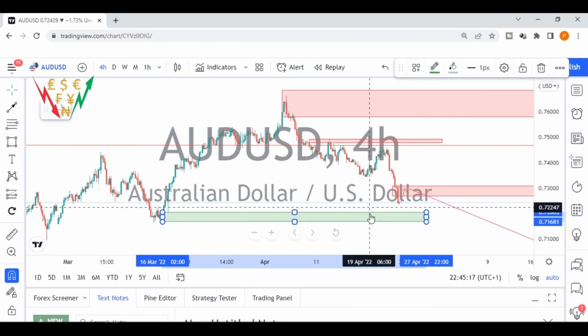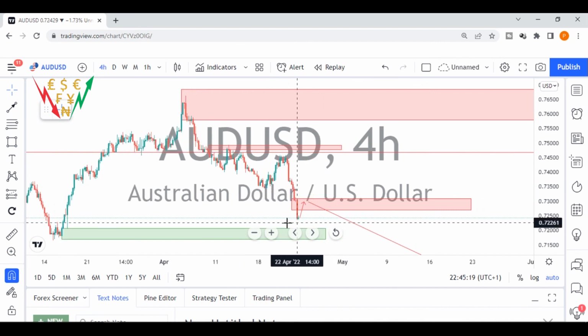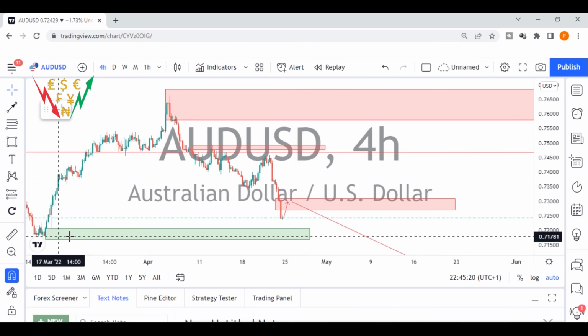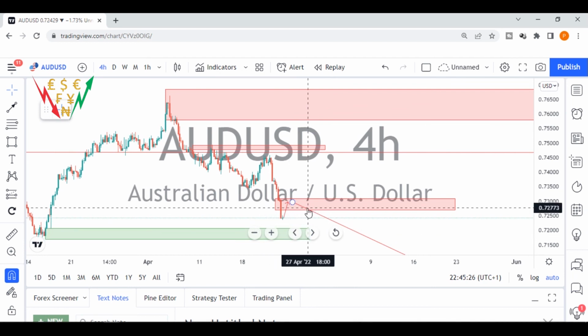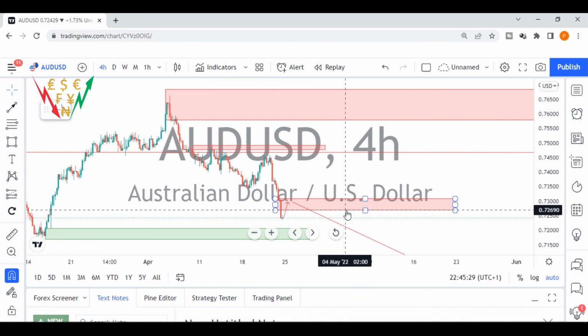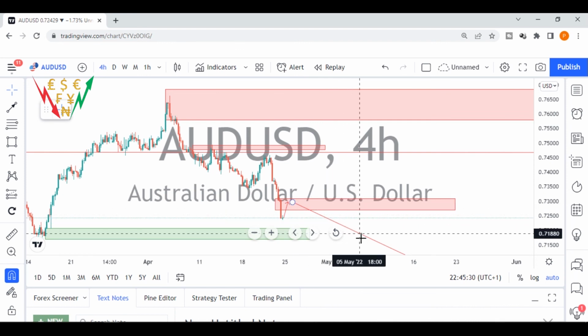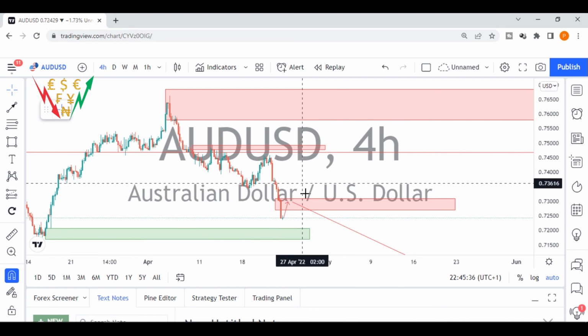Into this little demand zone here, this 4-hour demand zone. The price can come into this demand zone first on Monday, and then go back into the zone, maybe do some range within this zone before dropping to the downside. But whichever way the market will decide.